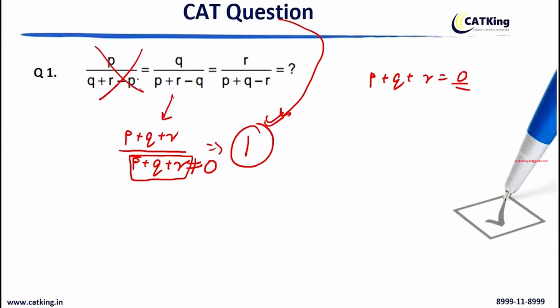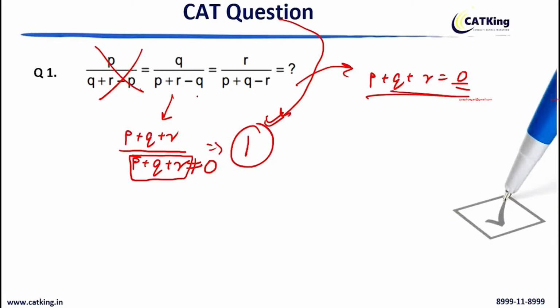wrong. But if you would have gone to the concept part of it, you know that every time I focus on the concept part, right? So if you would have focused on the concept part, then you have moved to this approach. You would have written p plus q plus r equal to 0.